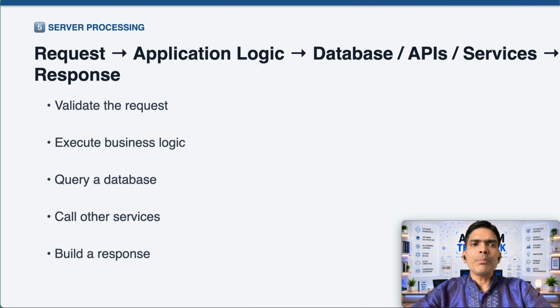Let's talk about server processing. This is where things can become much more interesting. The server might first validate the request, then it may execute business logic. It could query a database. It might call another API or an internal service, and eventually it needs to build a response for the browser. So, a simple request from our browser can actually trigger several operations behind the scenes. Once the server finishes the processing, it sends a response back.